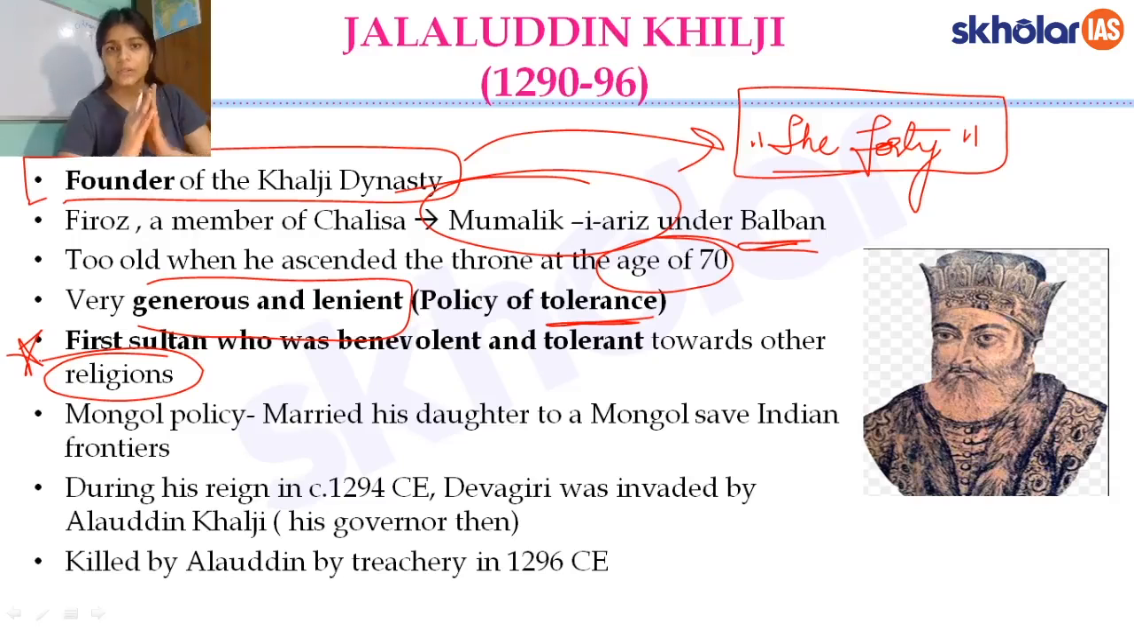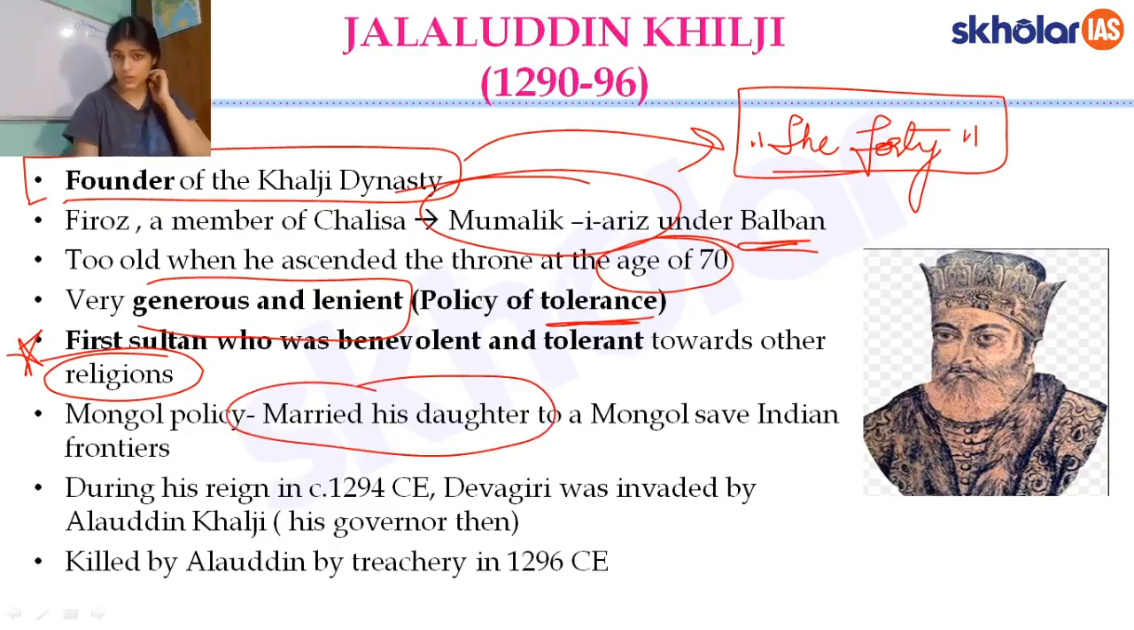What was his Mongol policy? His Mongol policy was one of non-interference and not contesting against the Mongols. Rather, he married his daughter. So his policy was a policy of friendship and matrimonial alliance and good terms in order to save the Indian frontiers from the wrath of the Mongols. This was his Mongol policy, and it worked also.